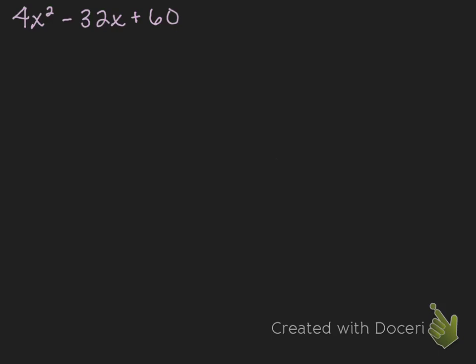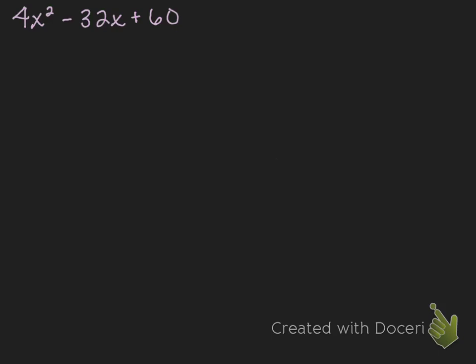And so looking at the terms 4x squared, negative 32x, and 60, we want to figure out if it is divisible by anything that is the same. And so looking at the 4, the 32, and the 60, I know that they're all divisible by 2, but I also know that they're all divisible by 4. And so what I want to do is start by taking out the greatest common factor, which is going to be a 4 in this case.